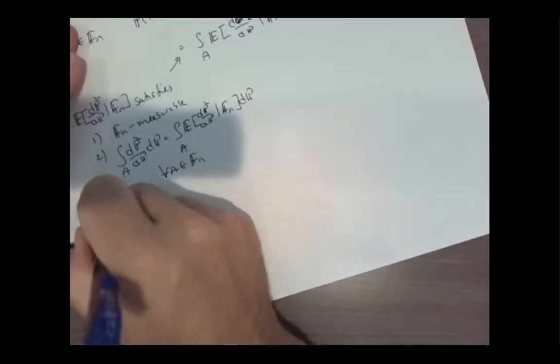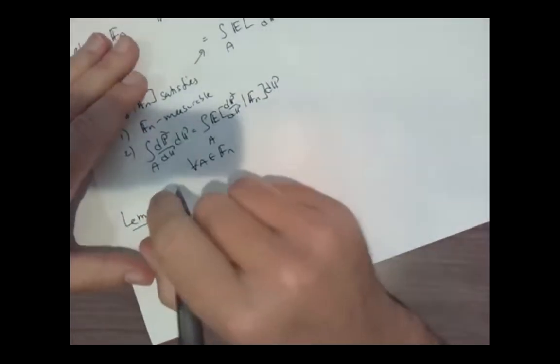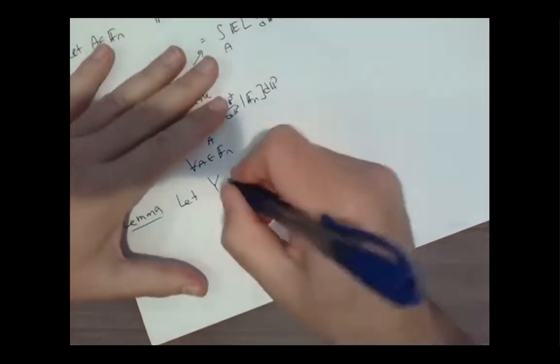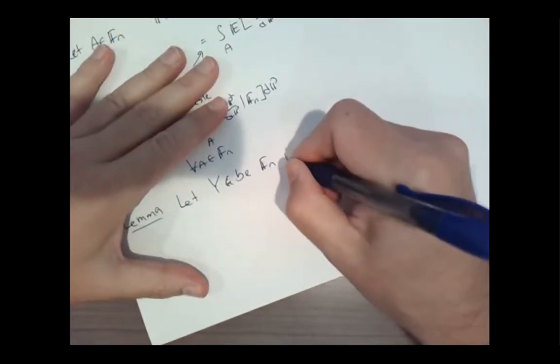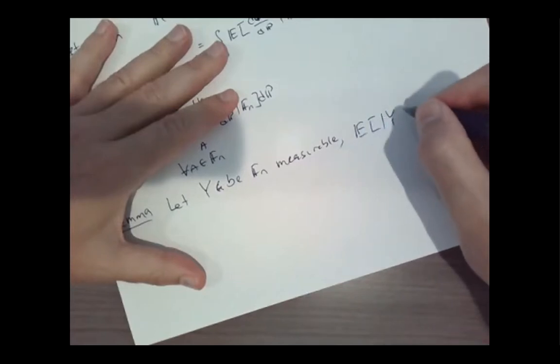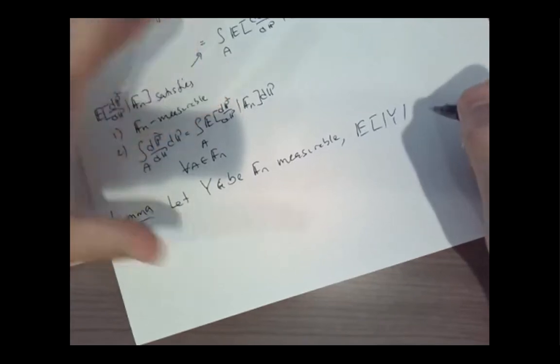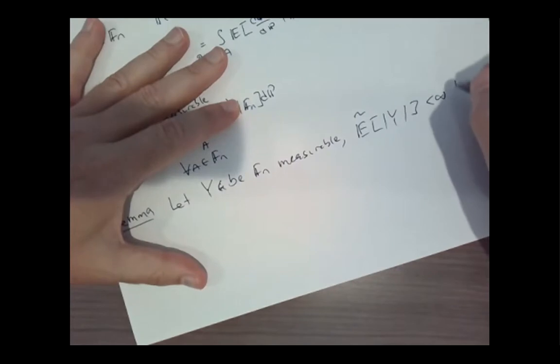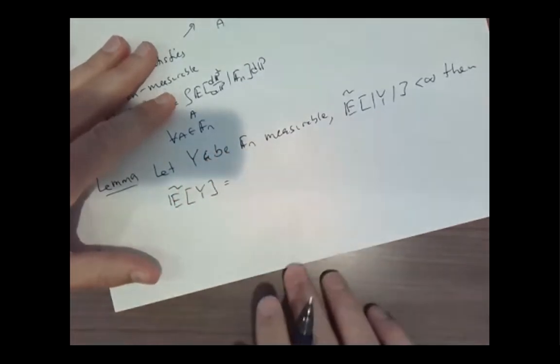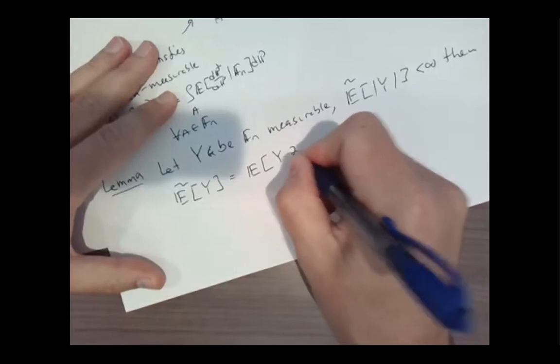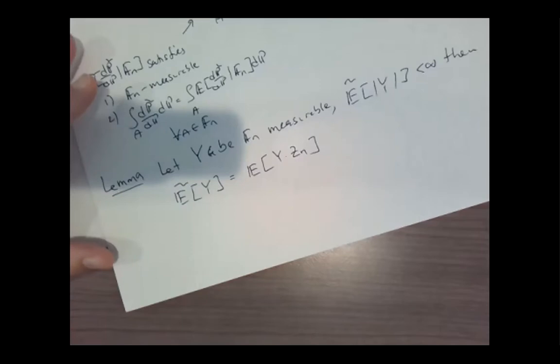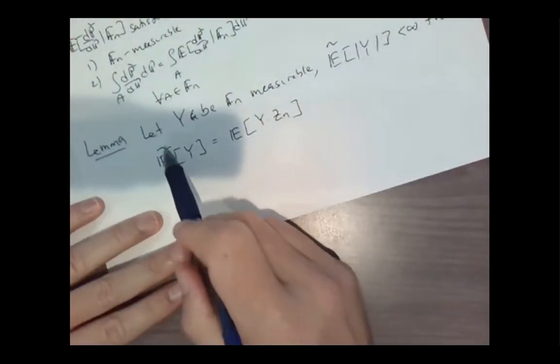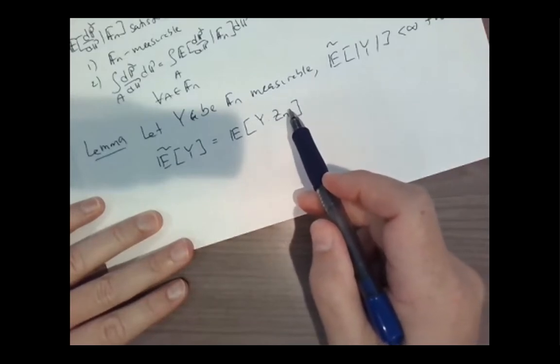So a lemma in this respect says that if I take a random variable Y that is Fn measurable, and I need that the expectation of Y under the tilde measure is finite, then if I am to compute the expectation of Y under the tilde measure, this can be simply calculated as an expectation, not under the tilde measure, of Y times Cn. So I can calculate expectations under the tilde measure simply by using this Radon-Nikodym derivative process, this martingale.